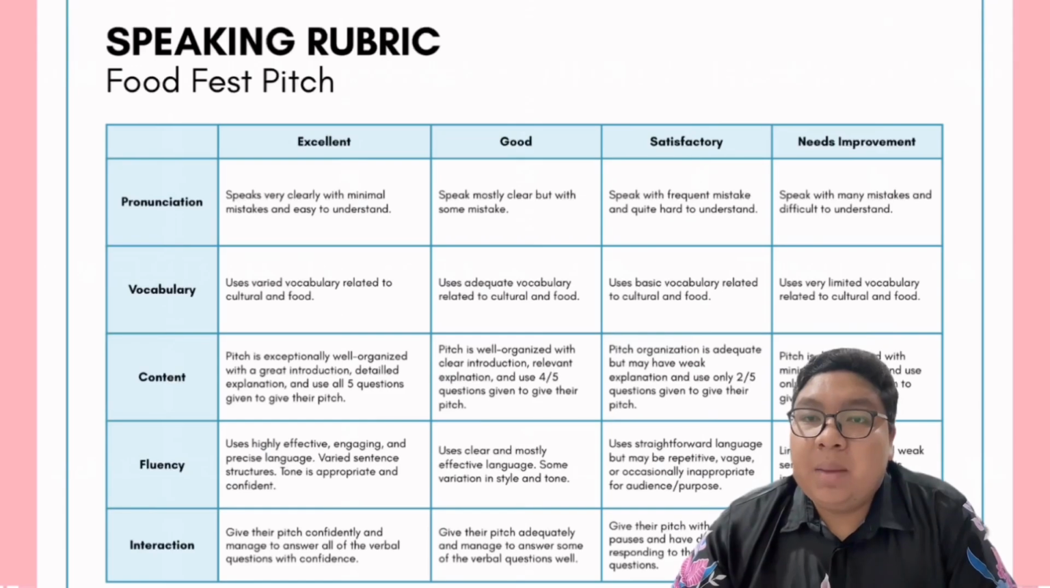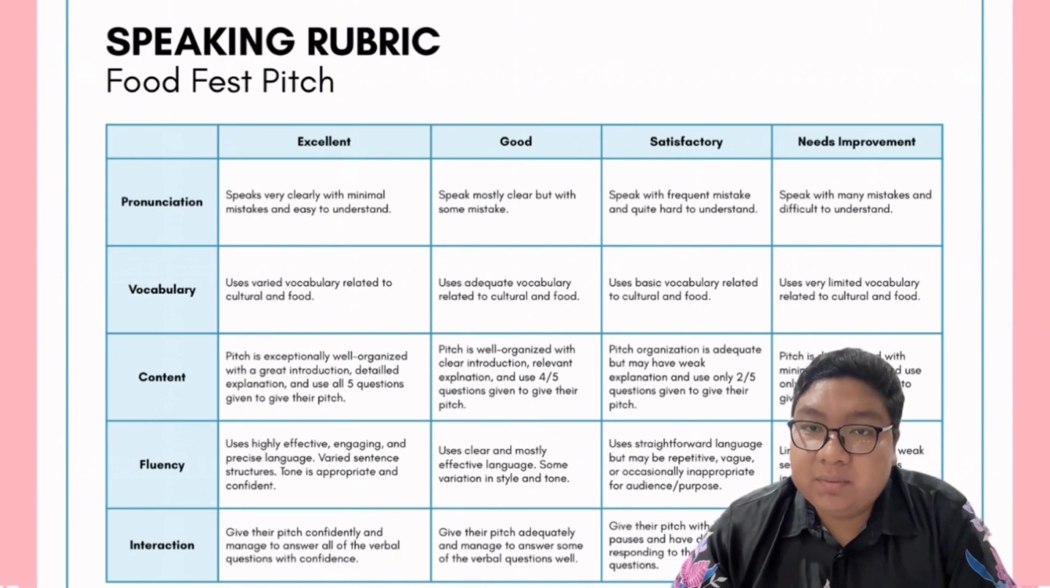To grade their performance, we use a structured Food Fest Pitch rubric that evaluates 5 score areas: pronunciation, vocabulary, content, fluency, and also interaction. To achieve an excellent score, students must use varied food-related vocabulary, speak with clear and precise language, and also confidently address all the guided and verbal questions.